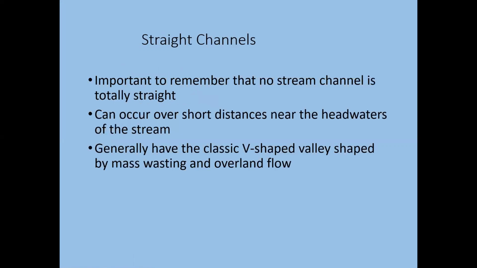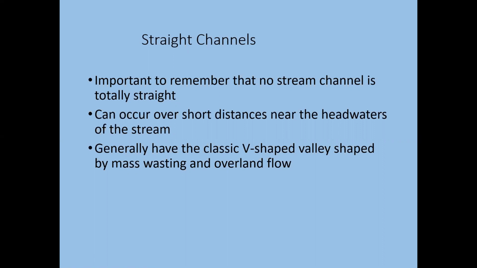And the types of channels, there are really only three major types. They're straight, they're meandering, and they're braided. So let's look at straight first. No stream channel is totally straight because Mother Nature is not uniform. There are differences in rock, there are differences in the speed that the water is moving, so they'll make a difference as to whether it's going to be eroding or whether it's going to be depositing, and that will change the shape of the river channel.